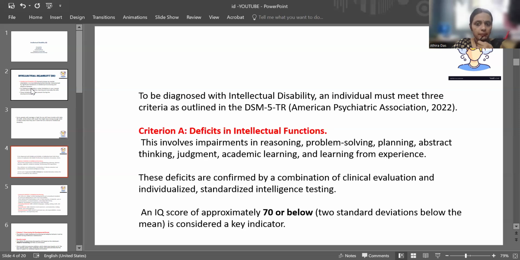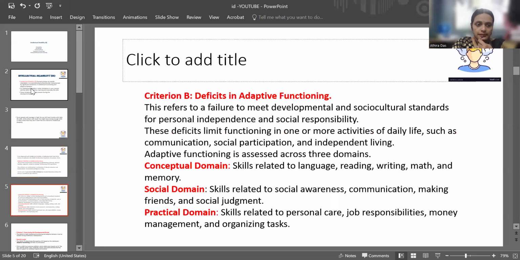It has been developed by the American Psychiatric Association, and some of the major criteria for identifying intellectual disability are deficits in intellectual functioning that include impairment in reasoning, problem solving, planning, abstract thinking, judgment, academic learning, and learning from experience. These deficits are confirmed by a combination of clinical evaluation and individualized, standardized intelligence tests. An IQ score of approximately 70 or below is considered a key indicator of intellectual disability.